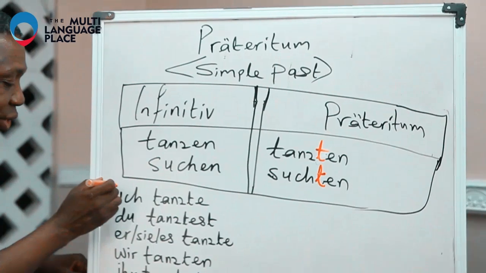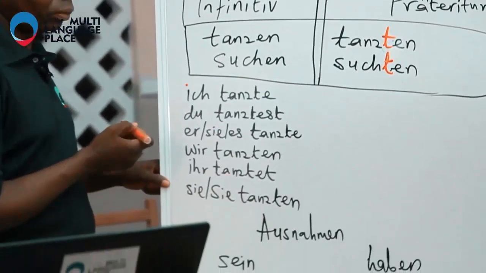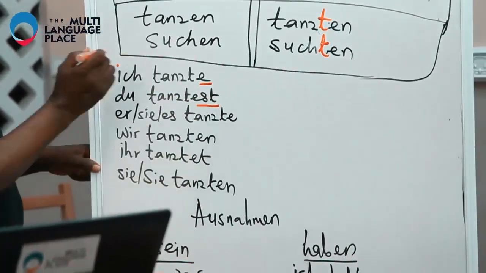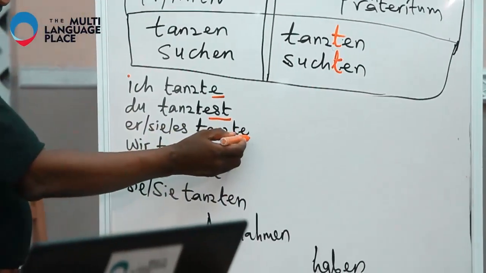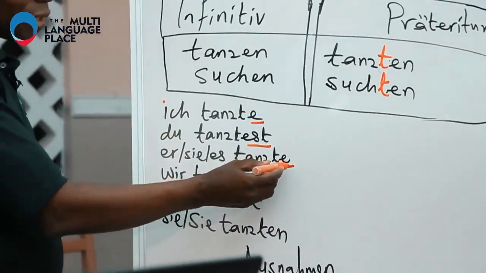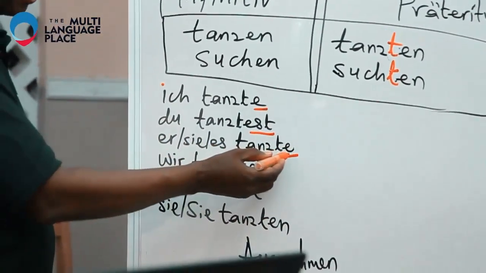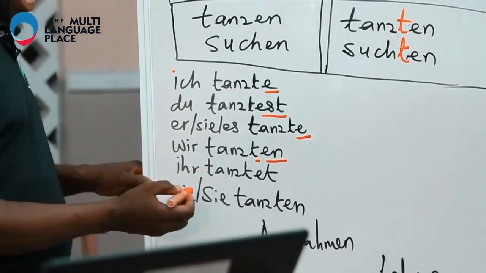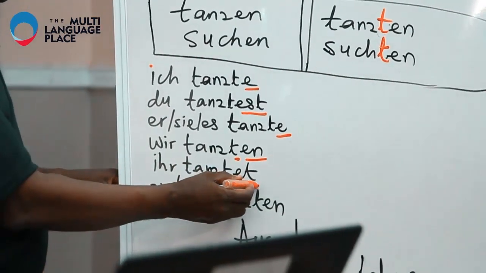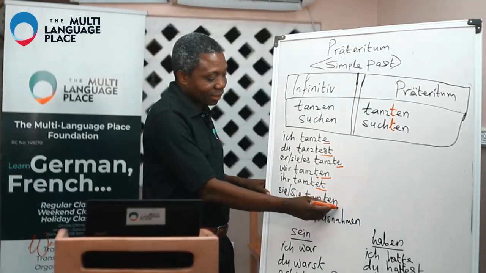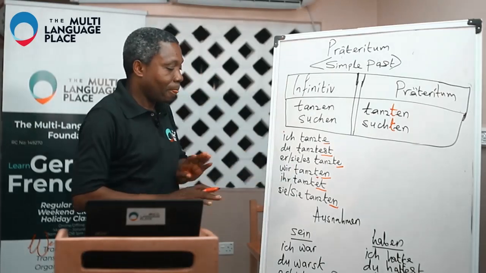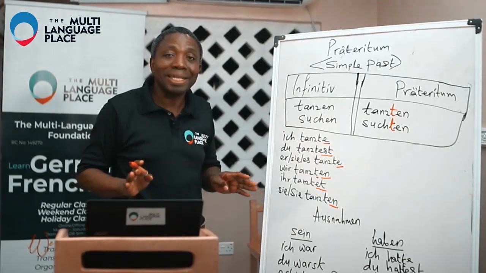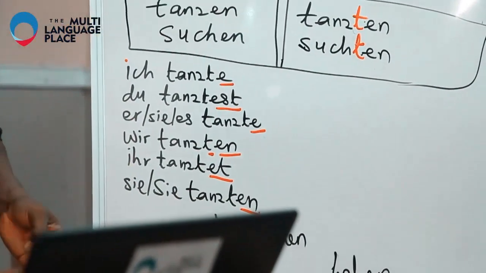Just as we have ich, for instance, tanzte, remember the usual ending, du tanztest, er tanzte, sie tanzte, es tanzte, wir tanzten, of course you see the T, and then ihr tanztet, and then sie tanzten. So with that, you can conjugate all regular verbs in German in the Präteritum form.